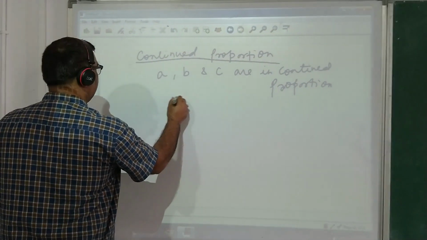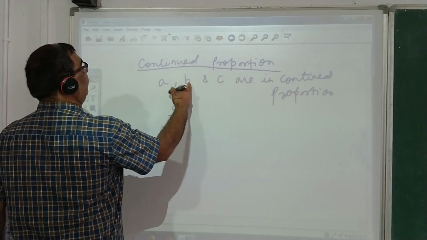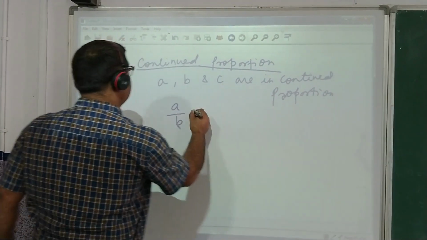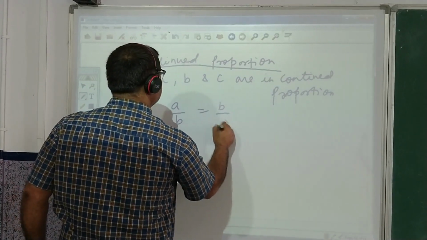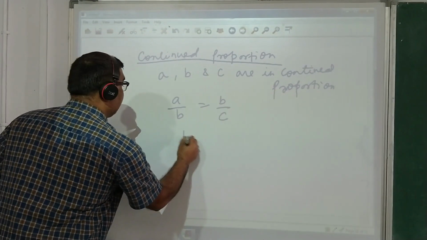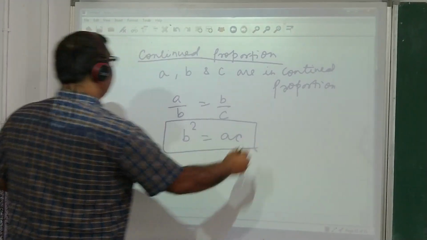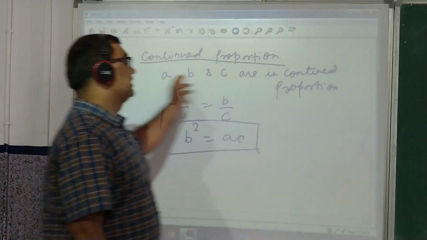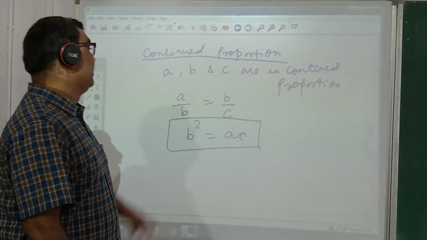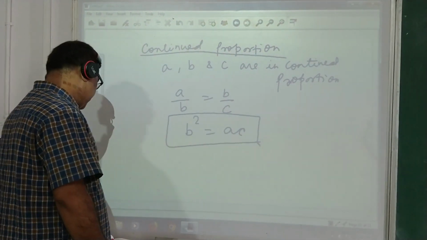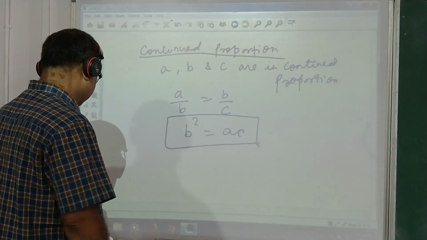So what happens? A by B, the ratio of A and B, is equal to the ratio of the last two, that is B by C. Means, can I say B square equals AC? Of course. So if A, B, C are in continued proportion, we can say B square is equal to AC.